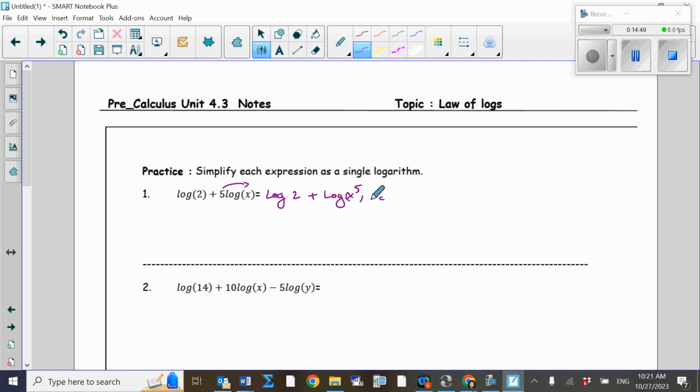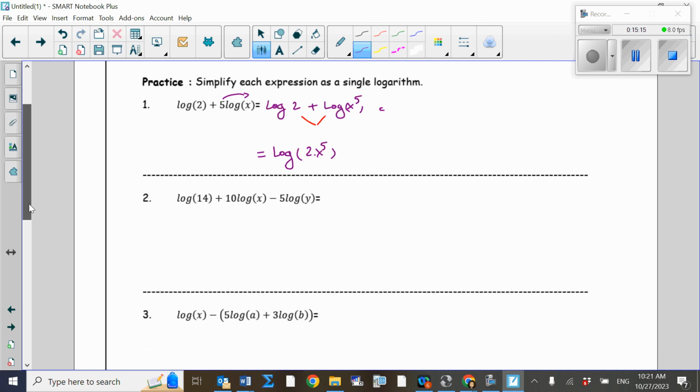The second one, since I have sum of two logs, I'm going to use the product law again, but this time I'm moving from left to the right. That means I can write this as log of 2 times x to the power of 5. So I condensed this into one log.